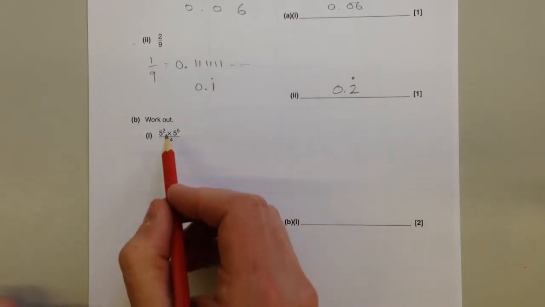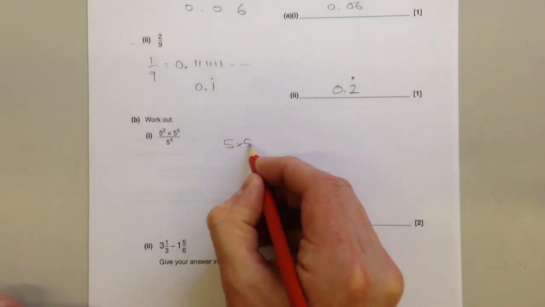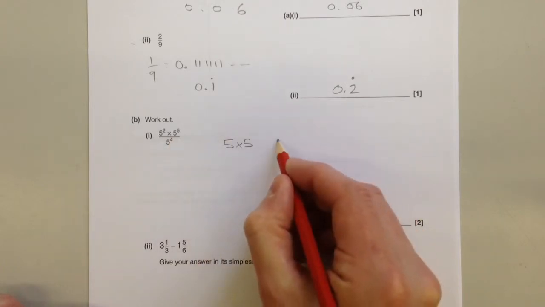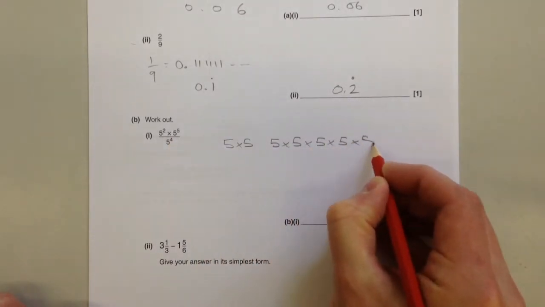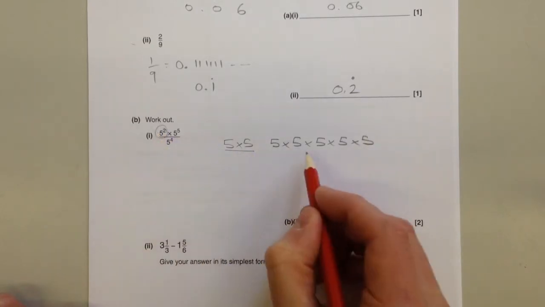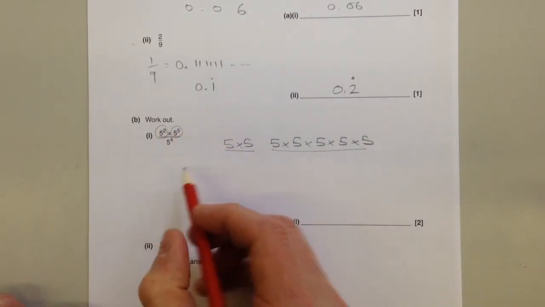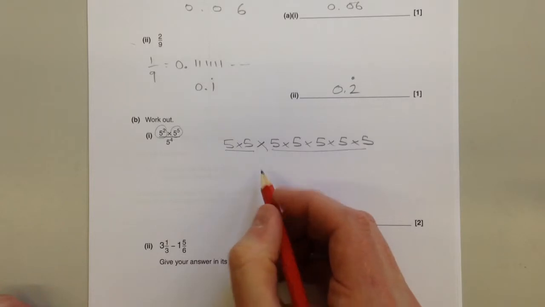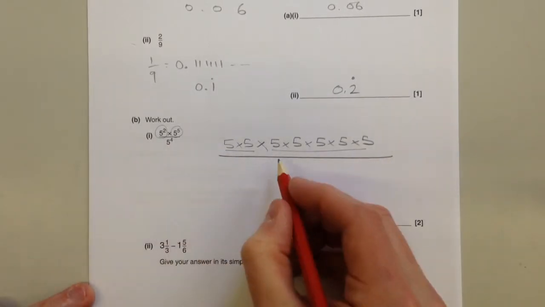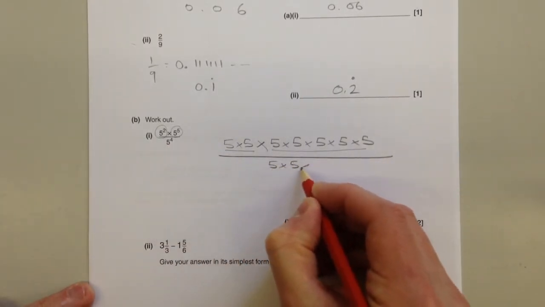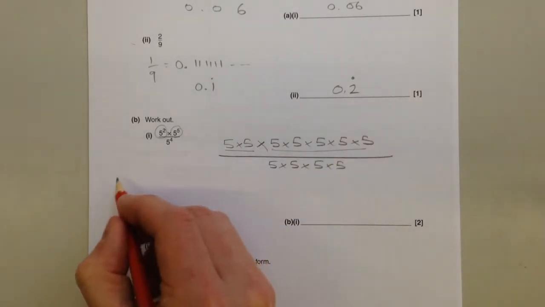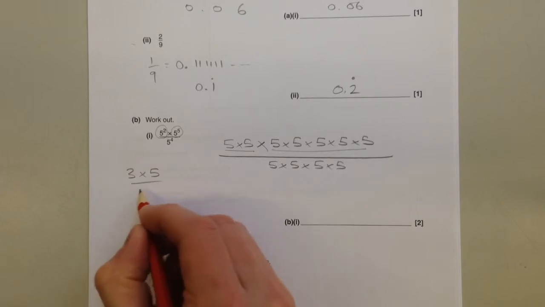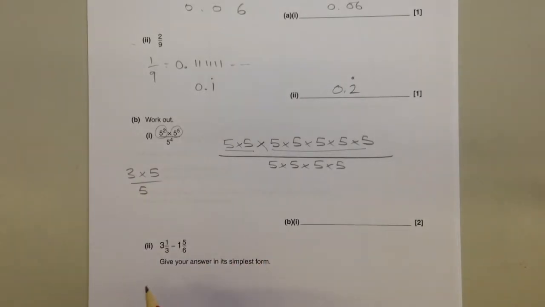There's a shortcut. Now, remember, 5 squared means 5 times 5. 5 to the power 5, so we need 5 5s multiplied together. So that's the same as that part. That's the same as that part. And they've been multiplied together. They then get divided by 5 to the power 4, which is that.